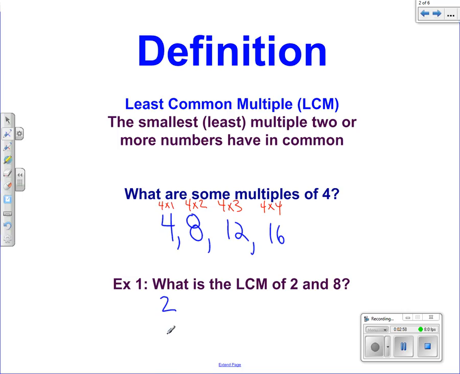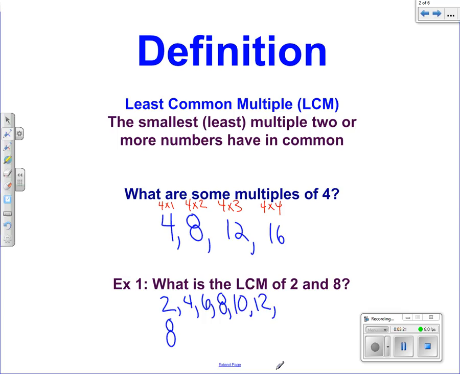Our two numbers are 2 and 8. Let's start counting by 2s. If I count by 2s, my next multiple would be 4. Count by 2 more, 6. To multiply: 2 times 1, 2 times 2, 2 times 3, 2 times 4, 2 times 5, that's 10, 12.